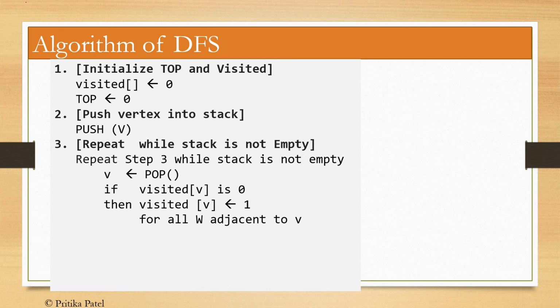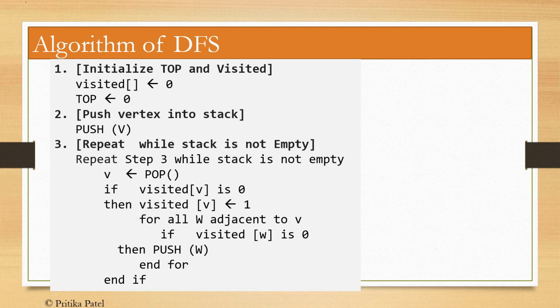So here, for a vertex, we have to find all adjacent vertices, right? If the visited value of vertex W is 0, then push it, and then end of the for statement and end of the if statement. So this is the algorithm of depth first search.